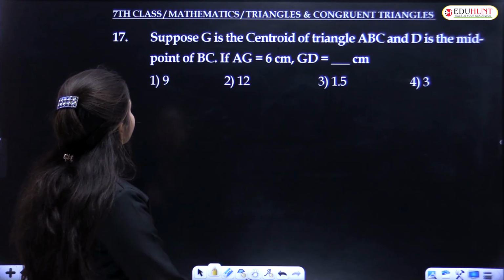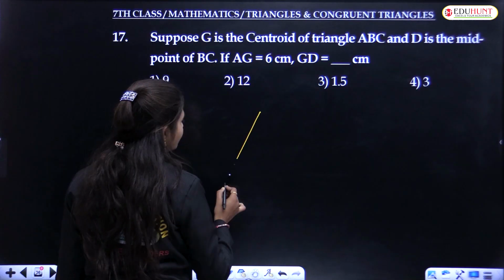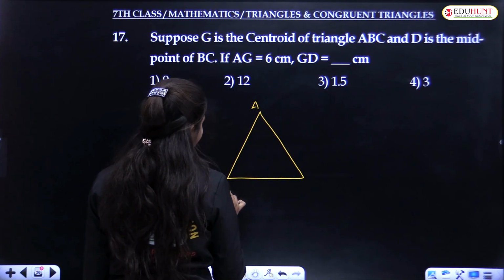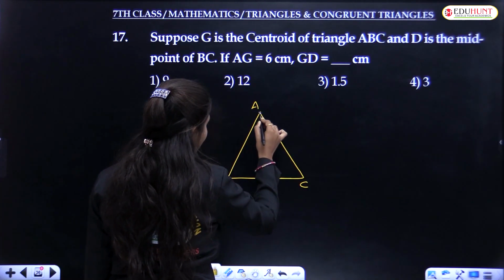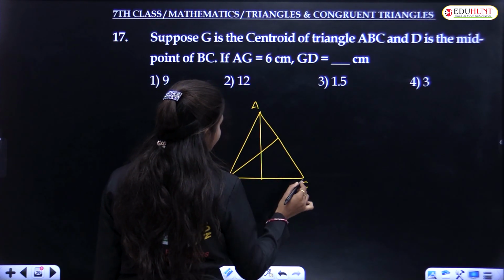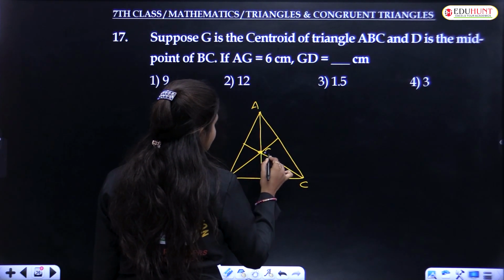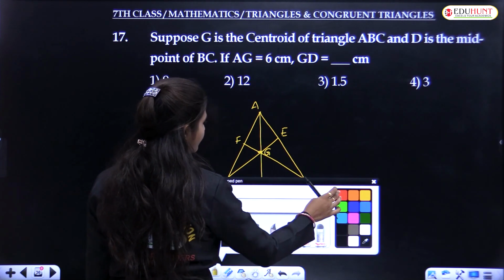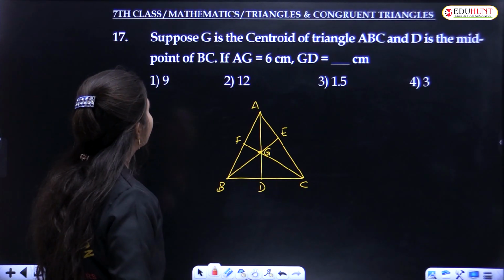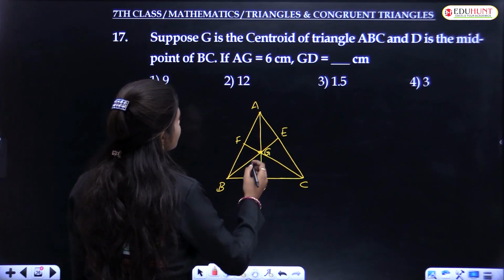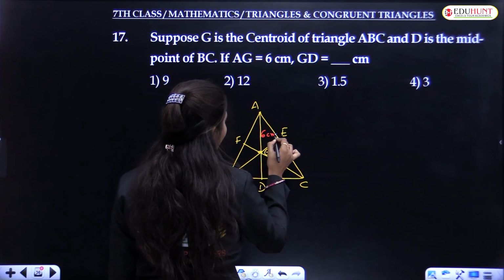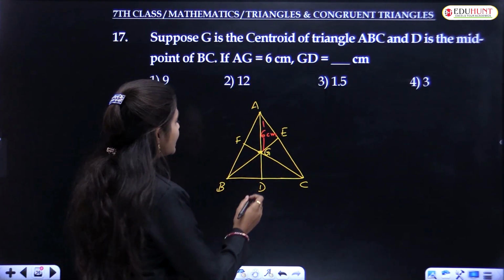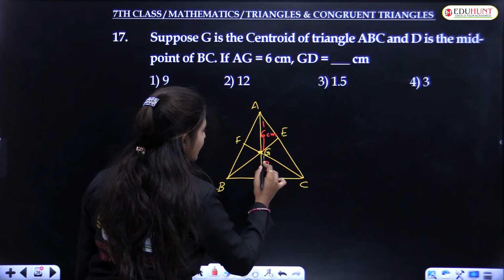So see here, again the same type of question. That is triangle ABC. Triangle ABC, so here the median is G and DEF. So here what they are asking: AG is equal to 6 centimeters. Just like the previous one only, but in that question they asked AD, but here they are asking GD. So this value they are asking.